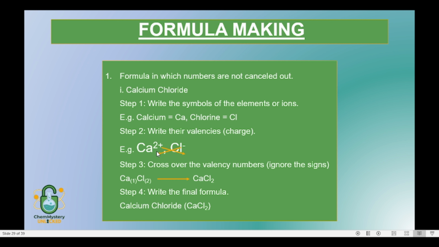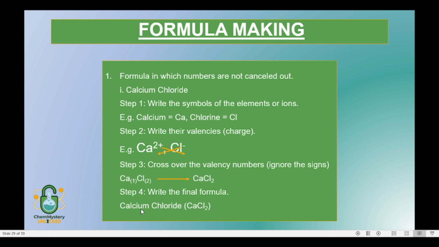Now we cross over the valency numbers and we ignore the signs. How do we ignore the signs? We ignore this plus and this minus, and we just cross over the valency number. 2 comes over here and this 1 comes over here. So it becomes CaCl2. Now the final formula comes out to be calcium chloride, CaCl2.